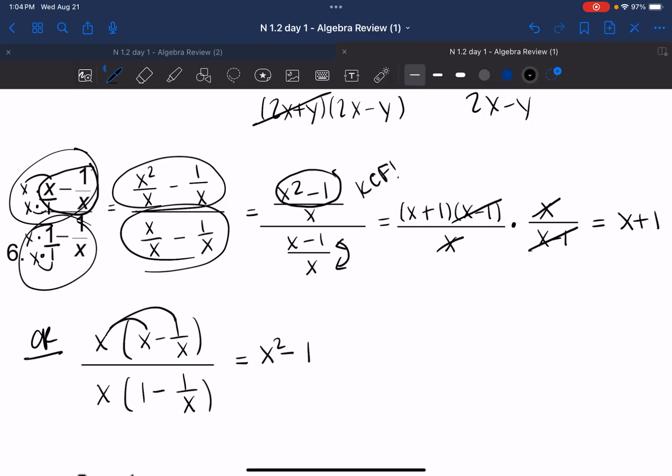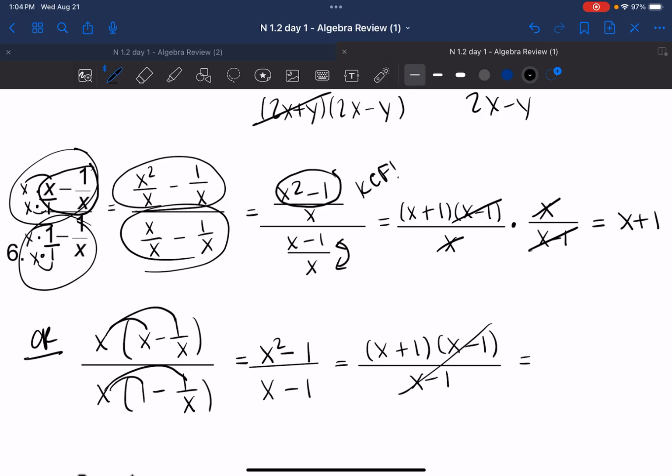X squared minus 1. Over here, I'd have x minus, again, x over x. Anything over itself is 1. As we said before, that was a difference of squares, so that factors into x plus 1 and x minus 1 over that x minus 1, which divides out and leaves us with x plus 1. So either way, we would end up with the same solution.